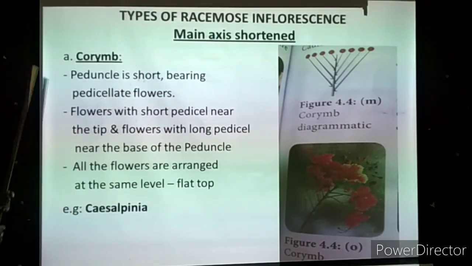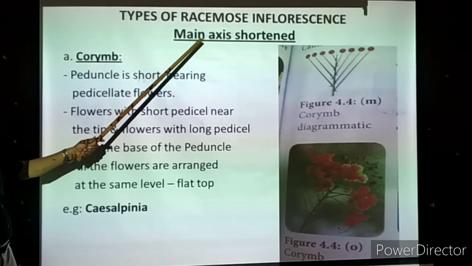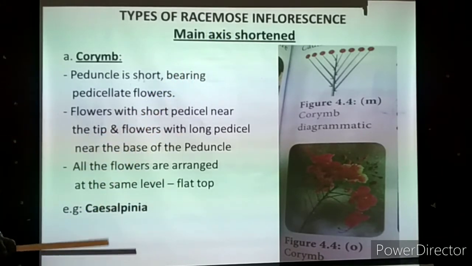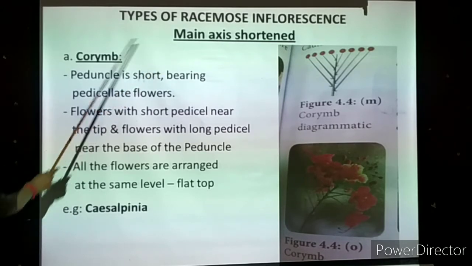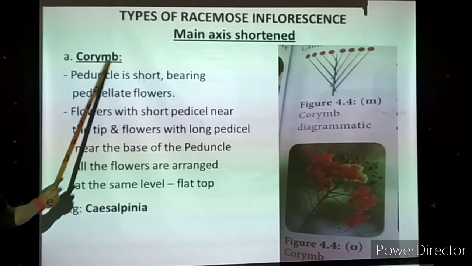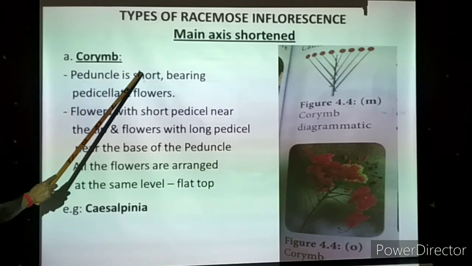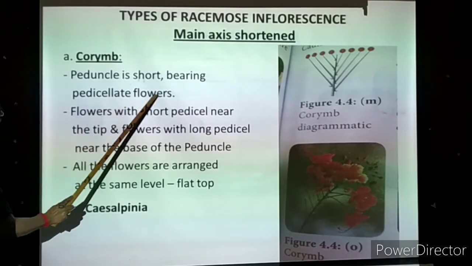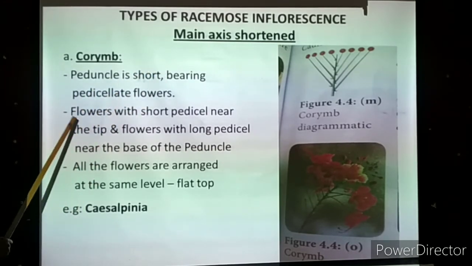Now we are coming to types of racemose inflorescence where the main axis is shortened. The first 6 types we have studied in the racemose are where the main axis is elongated. But here the main axis, that is the peduncle, is short. They are growing, but with very slow growth. The first type is called a corymb, C-O-R-Y-M-B. The peduncle is short, bearing pedicellate flowers.